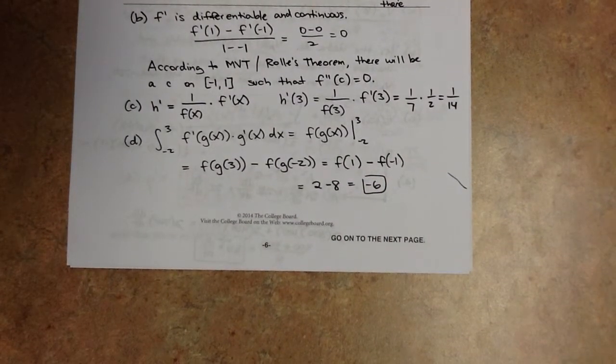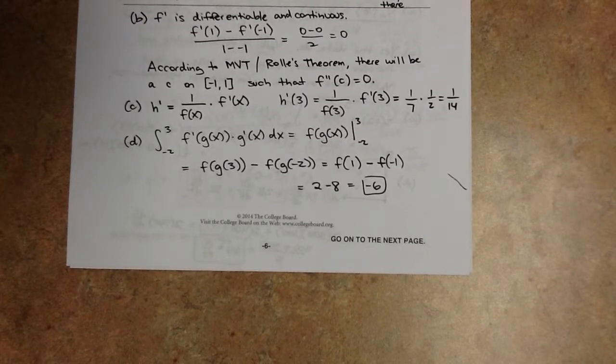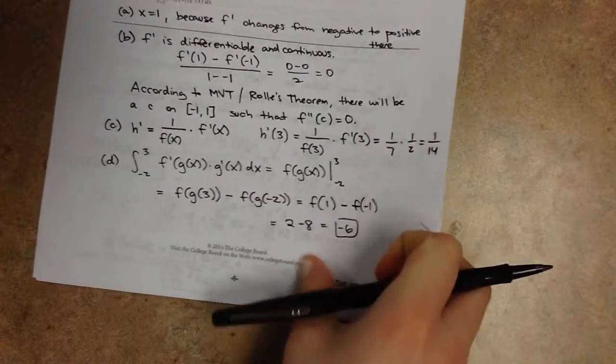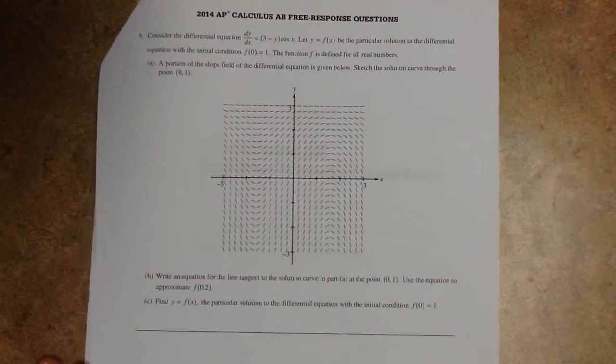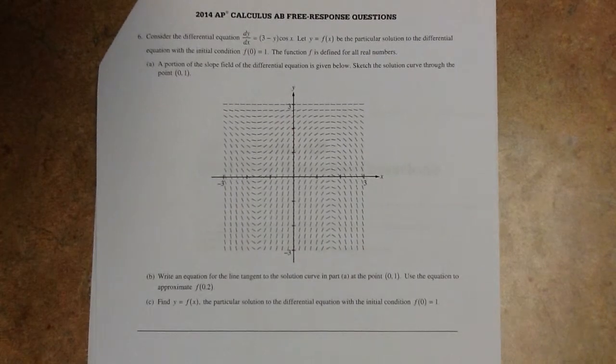Okay, number 5. Questions? No? Good. Okay, so go ahead and flip the page to our last one. So this is our differential equation one. This one's actually a little weird because they're not asking us to graph a slope field ourselves. They're usually asking us to graph a slope field ourselves.